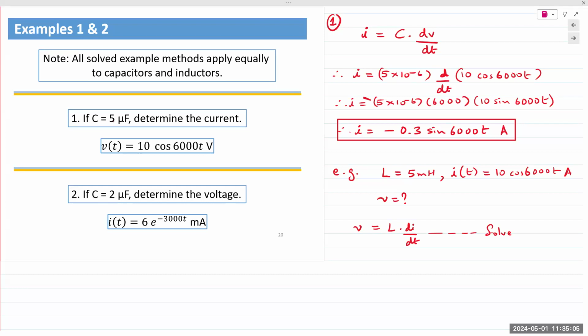So again, all 4 example problems work equally for a capacitor as well as an inductor. It would be your job as an engineer to look at the problem statement, understand it, and determine which equations and which method to use. All right, any questions before I move on to example 2?